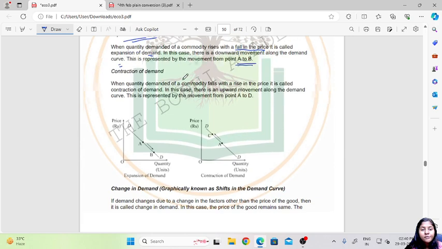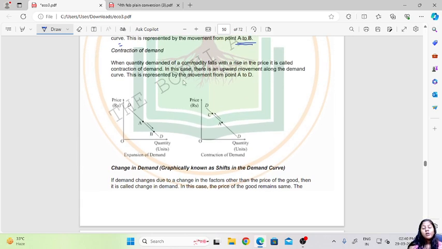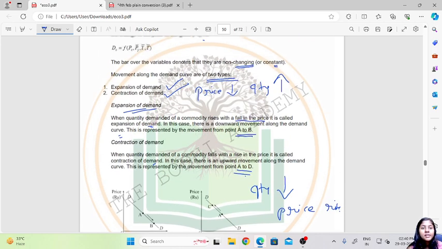Then contraction of demand: when the quantity demanded of a commodity falls, here quantity falls and price rises. It is called contraction of demand. In this case, there is an upward movement along the demand curve, represented by the movement from point A to D. Here they have shown the graphical representation with price and quantity. Expansion of demand is shown here.